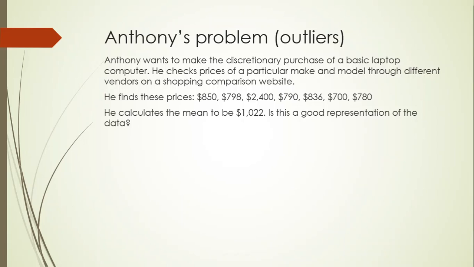Let's look at another problem. So Anthony wants to make the discretionary purchase of a basic laptop computer. So he's got a particular make and model in mind, and he checks a shopping comparison website to see some prices. So he finds these prices: $850, $798, $2,400, $790, $836, $700, and $780. So he wants to figure out the average of these prices to know about what he's looking for, and he calculates that average, that mean, to be $1,022. Is this a good representation of the center?